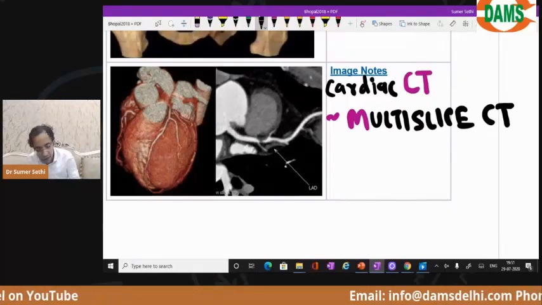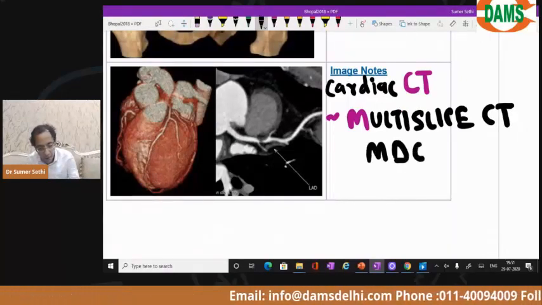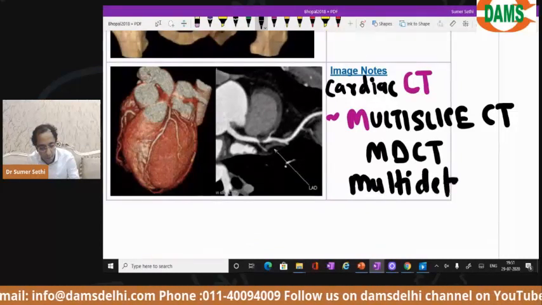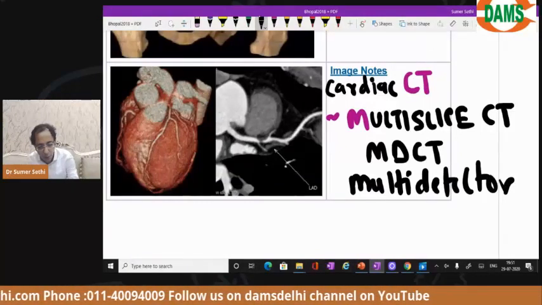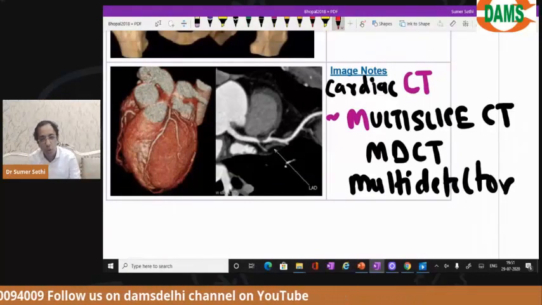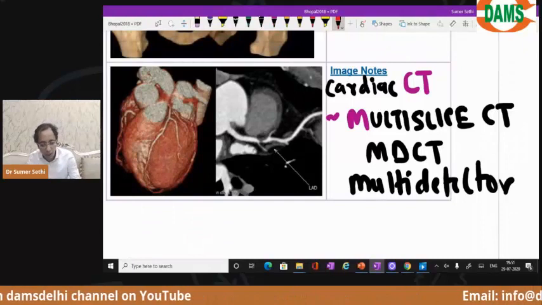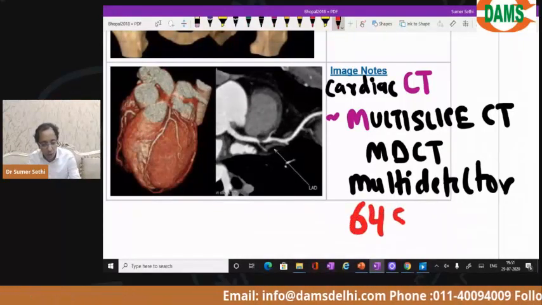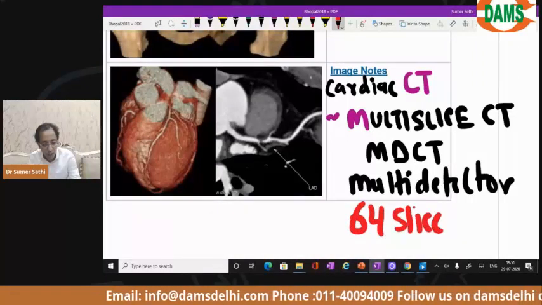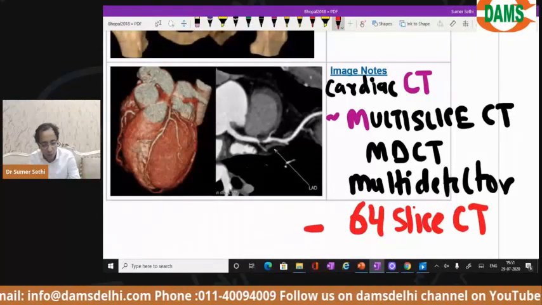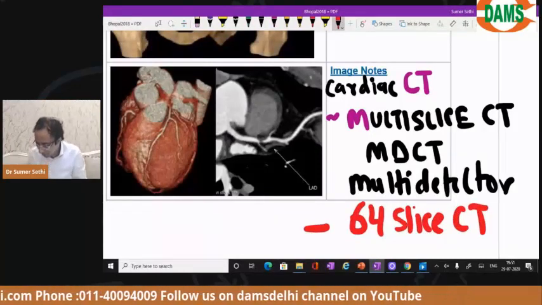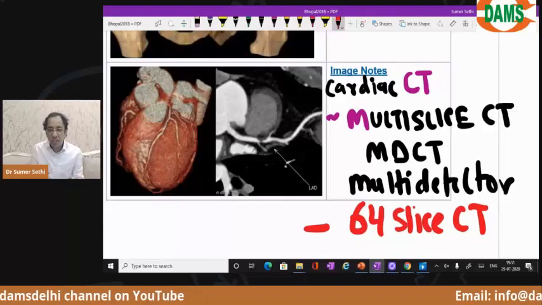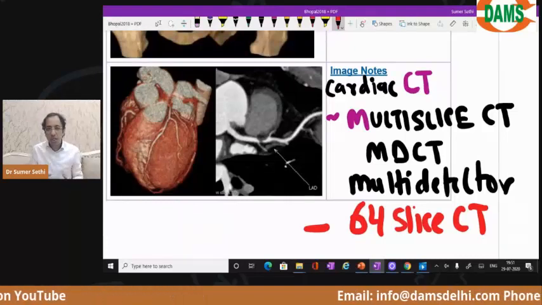This is called MDCT, or we can call it multi-detector CT. I'm sure you might have heard of this in your college. When you came on the first day to the medical college, your college principal welcomed you by saying that today our hospital also has a 64 slice CT. Welcome to the hospital, welcome to the medical college, like that. Okay, are you clear here or not? So you might have heard of 256 slice CT, 32 slice CT, like that.